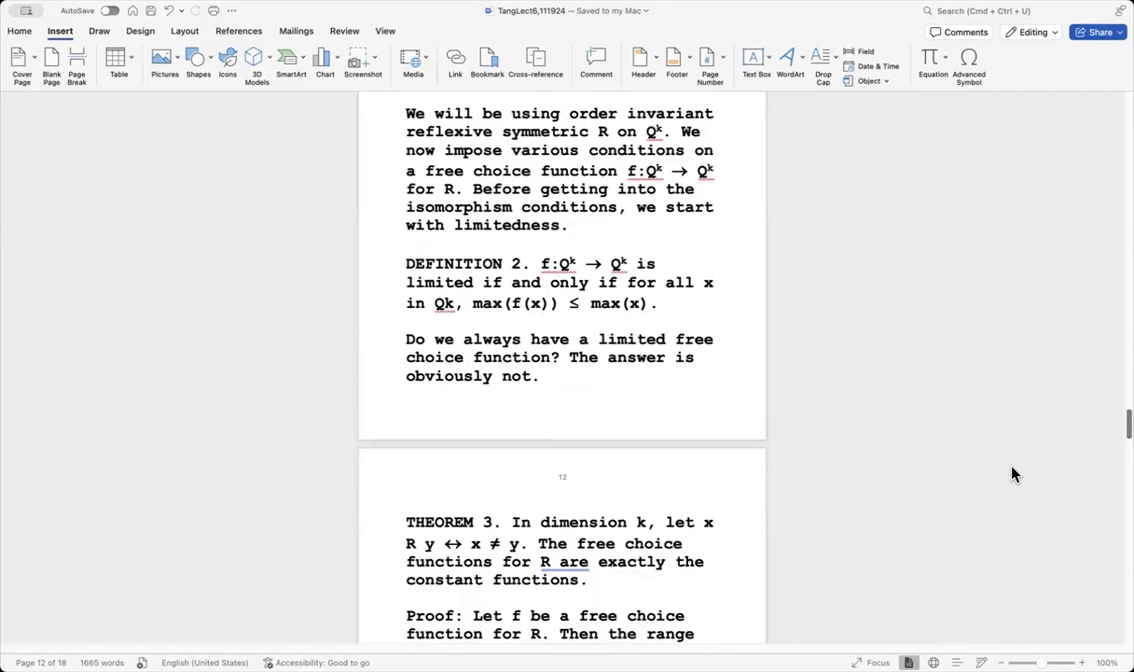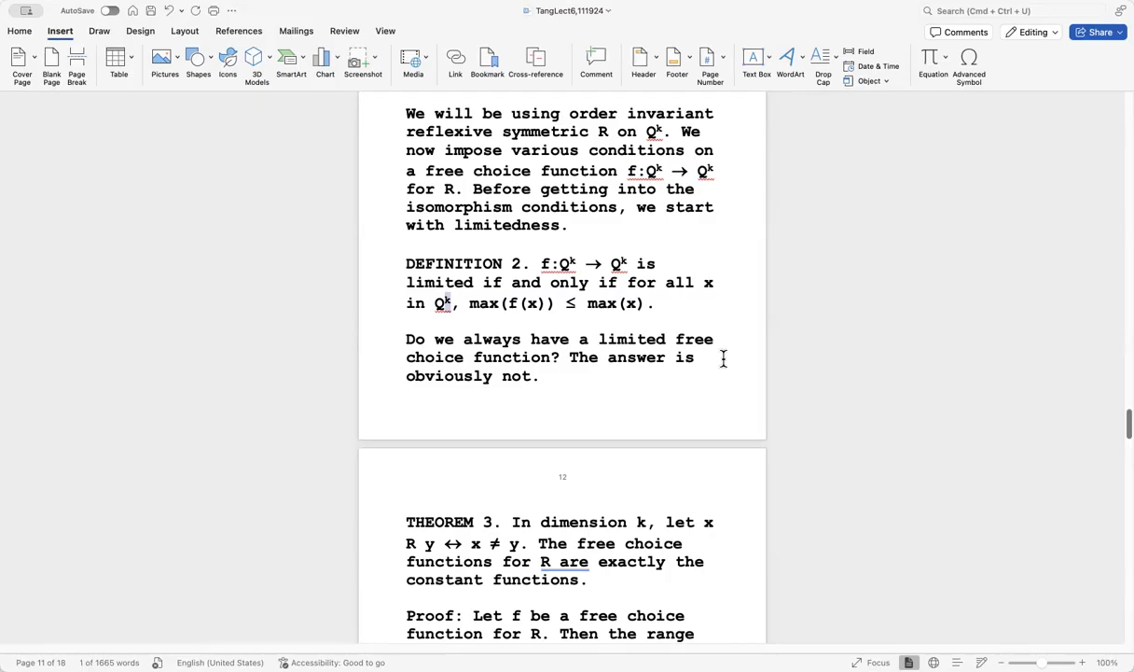And now what we want to do is impose various conditions on a free choice function f from Q^k into Q^k. Before getting into the isomorphism conditions, we start with another kind of condition, limitedness. A function f from Q^k into Q^k is limited if and only if for all x in Q^k, the max of f of x is less than or equal to the max of x.